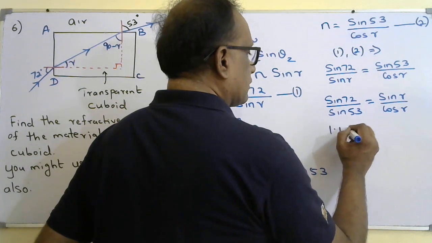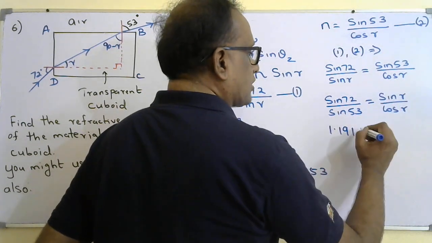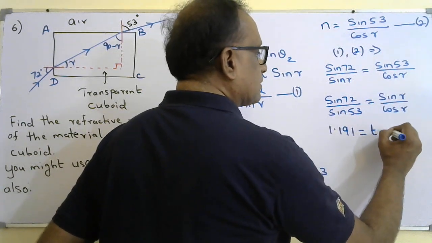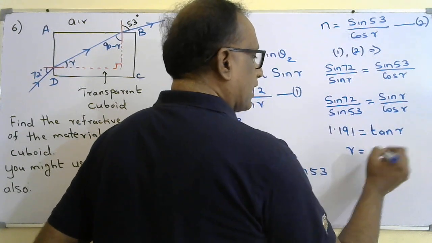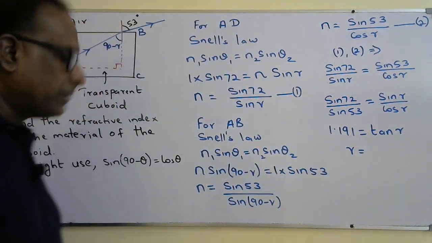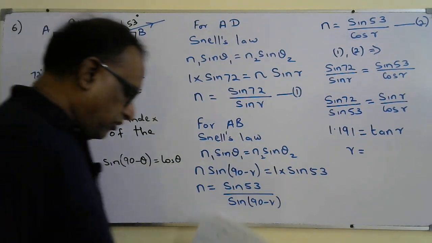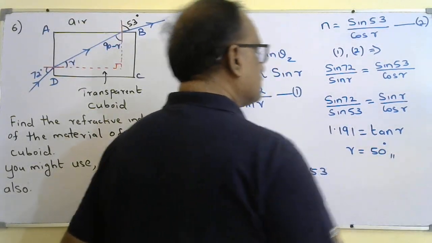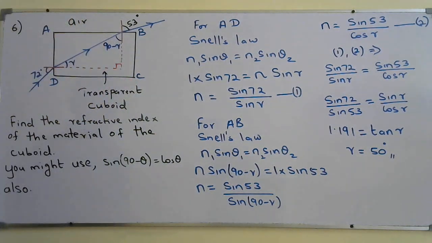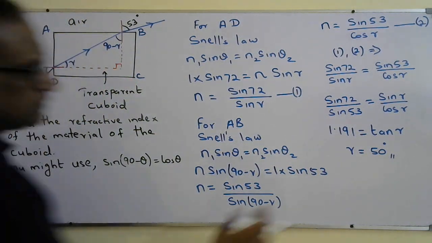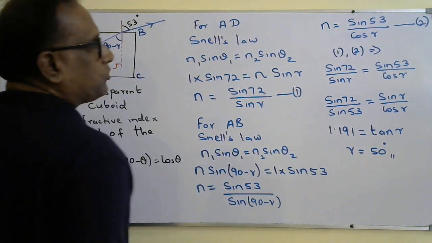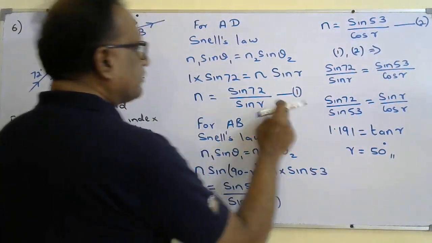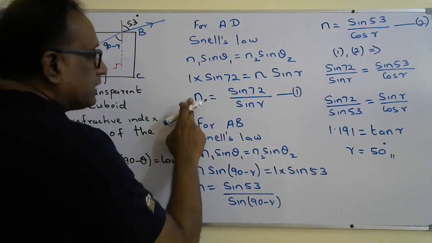1.191, which is sine r over cos r, tan r. Now to find r, take tan inverse. You will get almost 49.98, 50 degrees. Now you know r, 50 degrees. Substitute this r in one of the equations, wherever you like. You will get the refractive index.